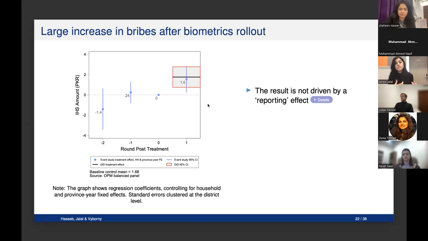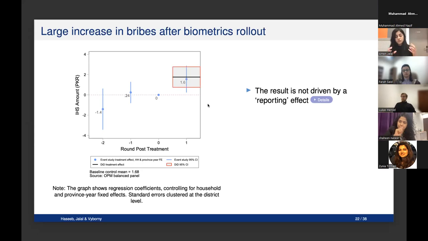So maybe this is driven by a reporting effect. For example, she didn't know how much was paid in bribes because she wasn't there personally, and someone from her neighborhood went to collect the money on her behalf, and now she just knows better, and maybe that's all we're capturing. We test for that, and we see that that's not the case, because if you run the same regression for the women who collected cash both before the reform and after the reform, even for those women, there's a large and significant increase in the demand for bribes.